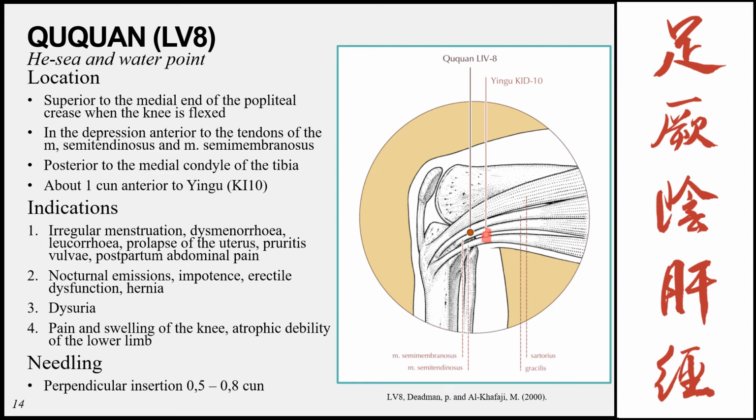So the indications: it's used for irregular menstruation, dysmenorrhea, leukorrhea, prolapse of the uterus, pruritus vulvae, and postpartum abdominal pain. It can also be used for nocturnal emissions, impotence, erectile dysfunction and hernia, and thirdly for dysuria. And its local functions are for pain and swelling of the knee and atrophic debility of the lower limb. Needling is a perpendicular insertion, 0.5 to 0.8 tun.